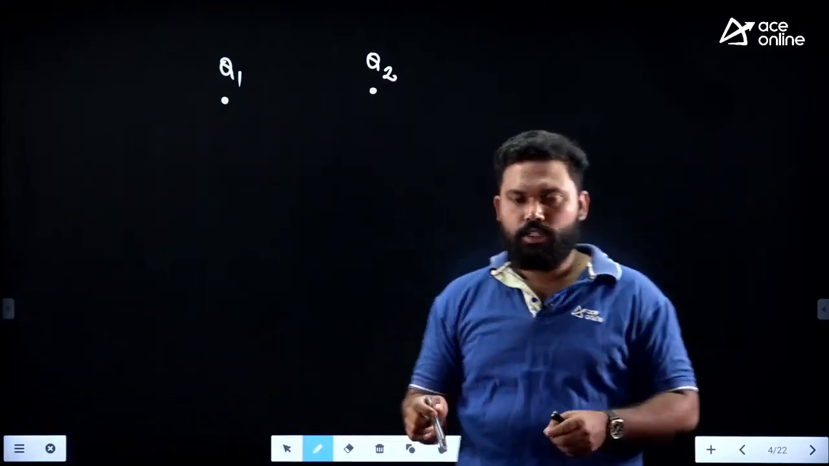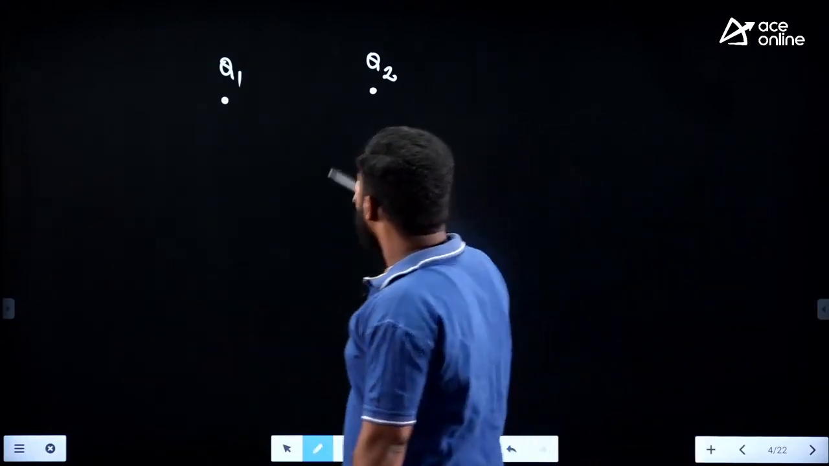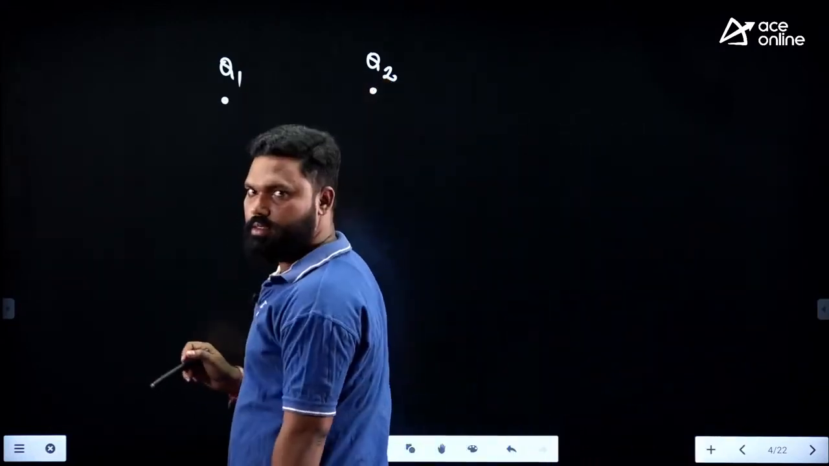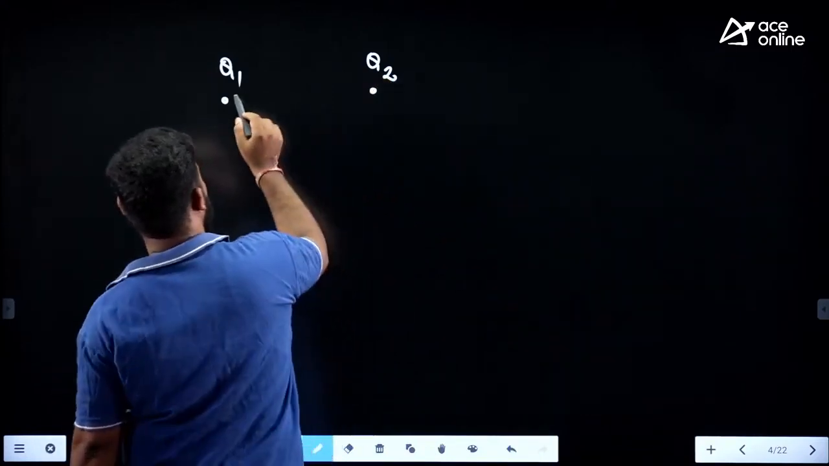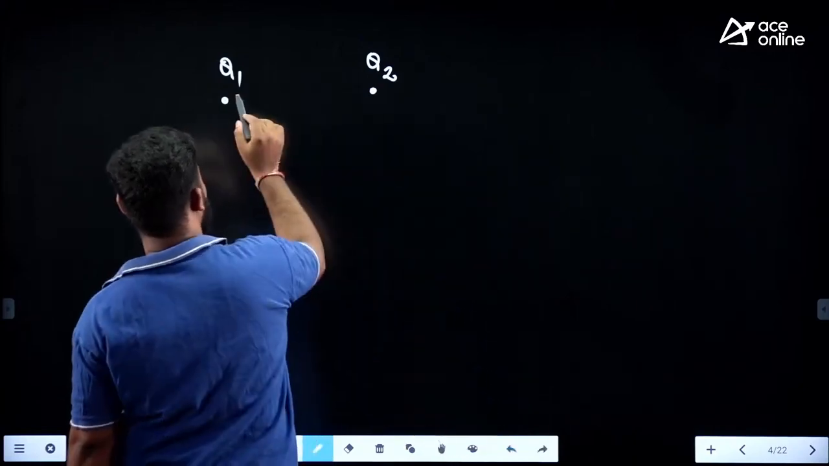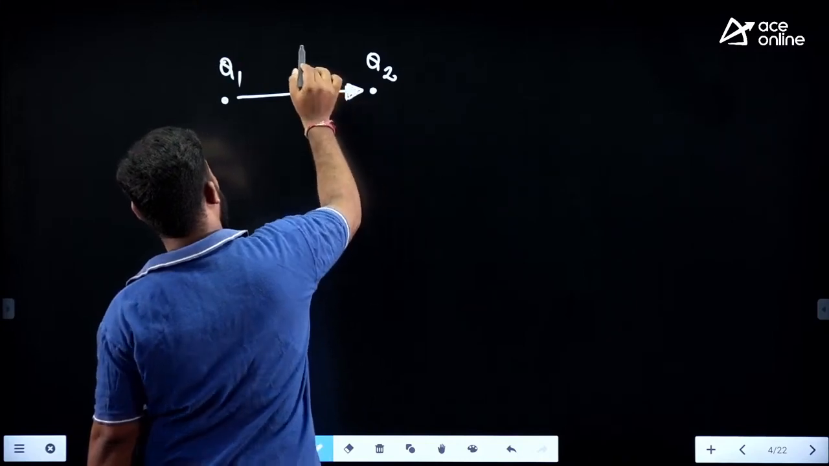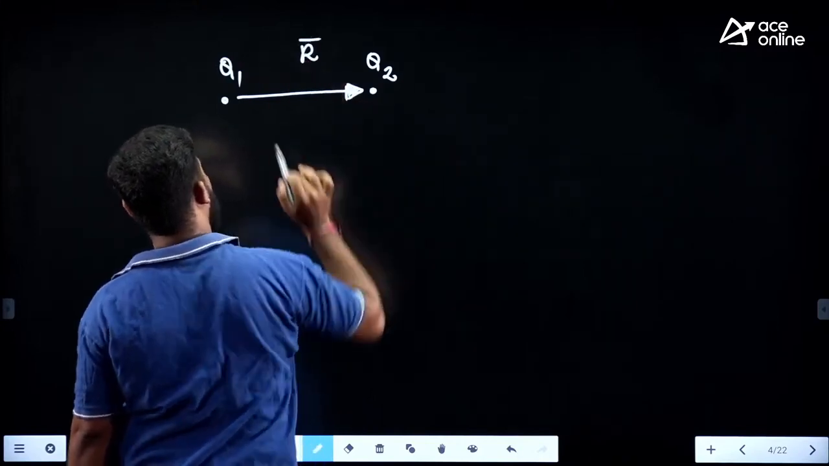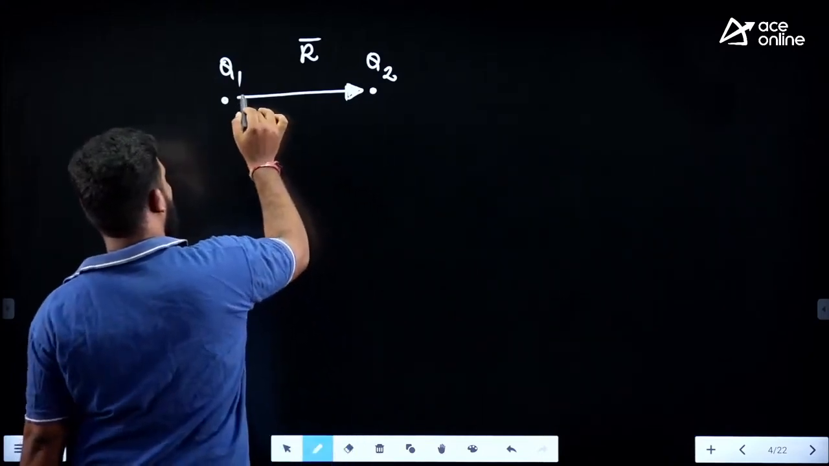Okay, so they will repel each other. I want to find out the force on this charge due to this one. So I'll frame a vector, a distance from here to here. The distance is, let us say, the r vector, and there is a unit vector here. What is the unit vector?